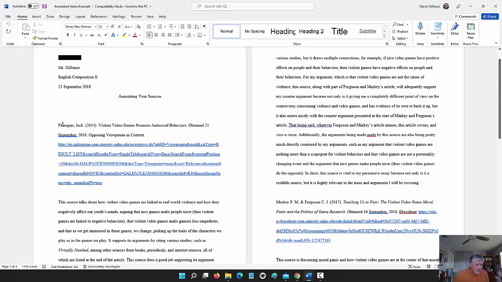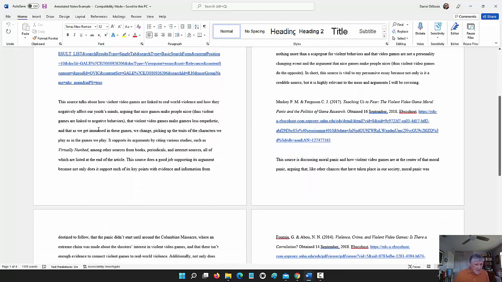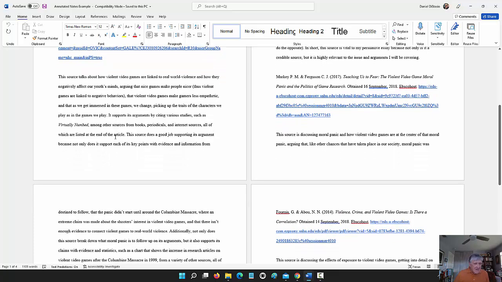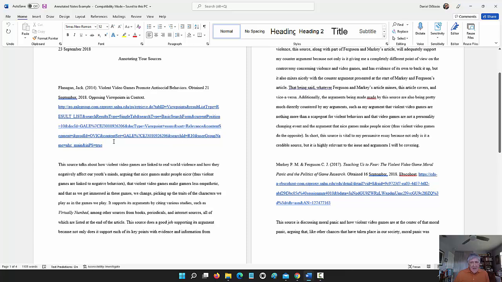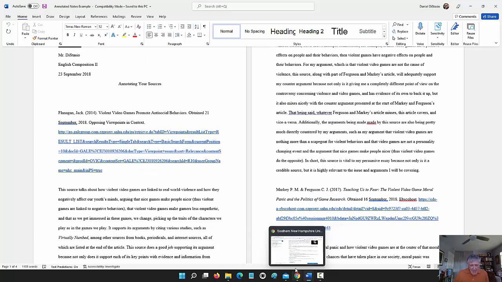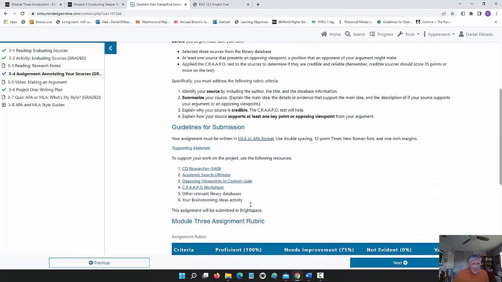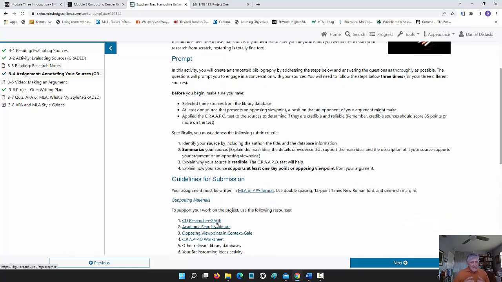You can see here how someone has used the APA method to identify the source, talks about what the source does, how it supports its argument, does it do a good job, and then it continues on to talk about the reliability. So you want to answer all those questions. You want to identify the source fully, summarize it, explain why the source is credible. And you can include that CRAAP score in your explanation. And then explain how it supports one of your key points, very important, or the opposing point.